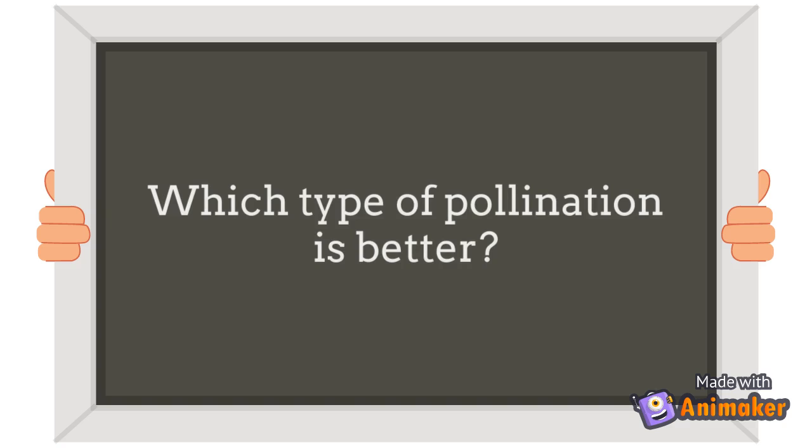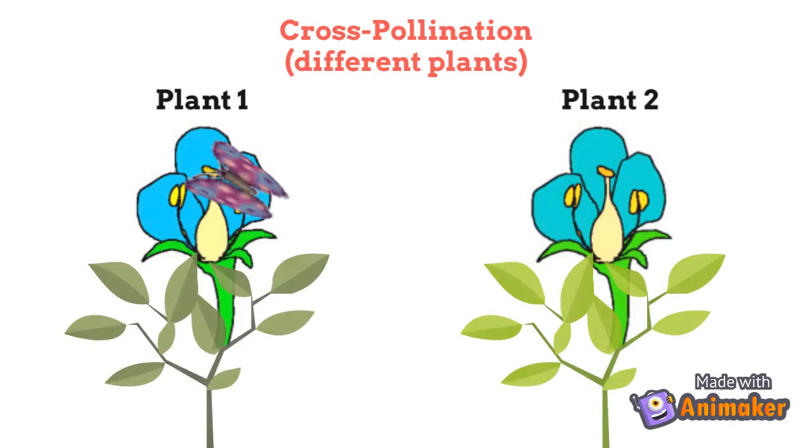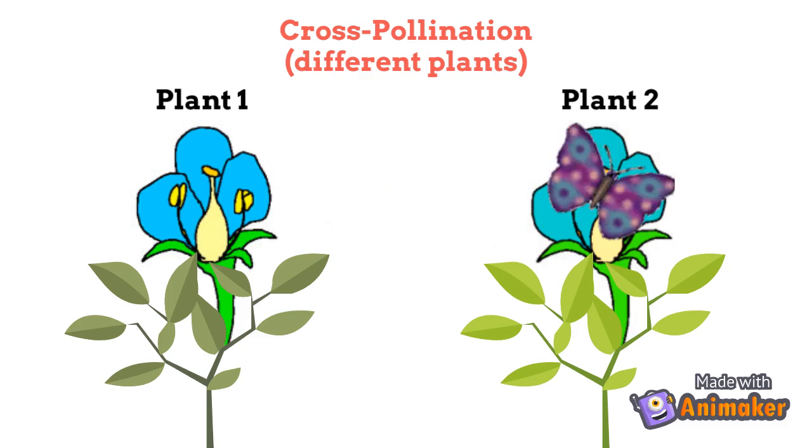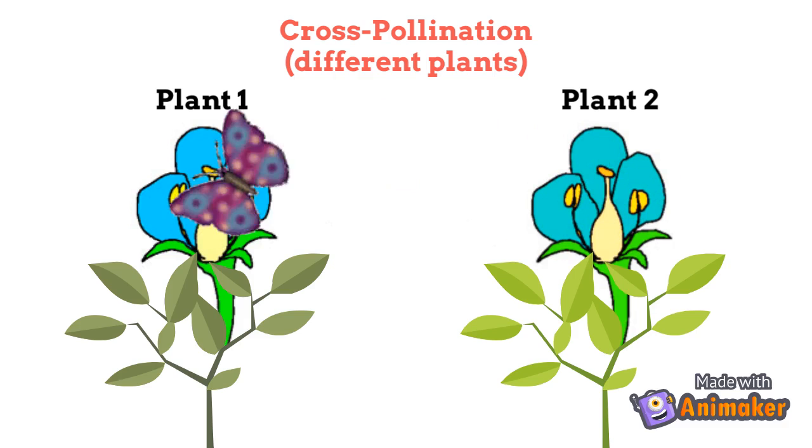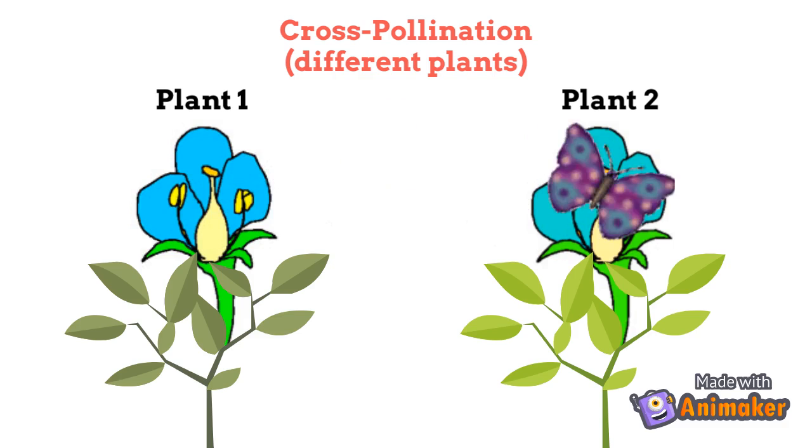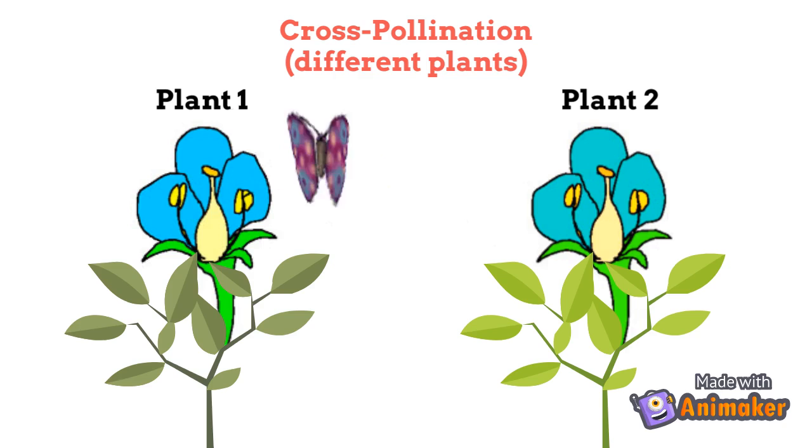Which type of pollination is better? Well, from the genetic point of view, cross-pollination is more preferable over self-pollination, because new kinds of species are produced, due to the mixing of genes from the male and the female gametes of a flower, during the process of fertilization.